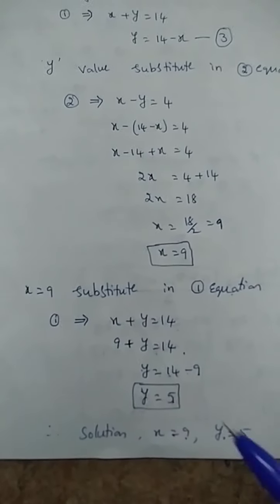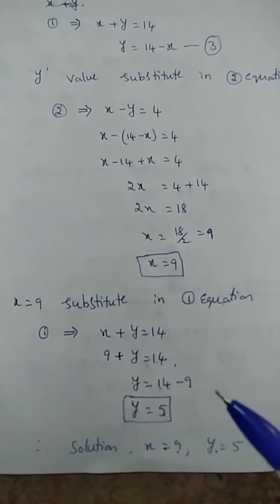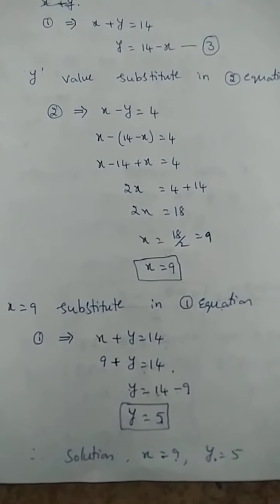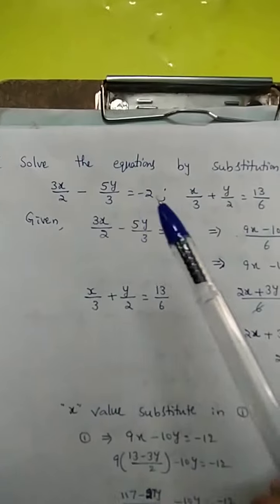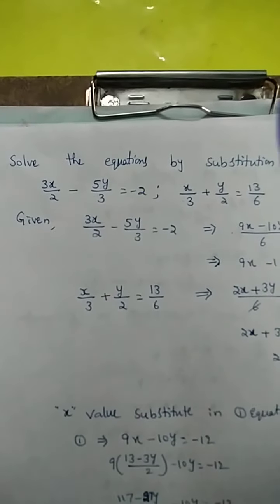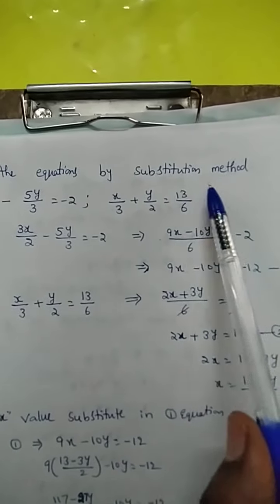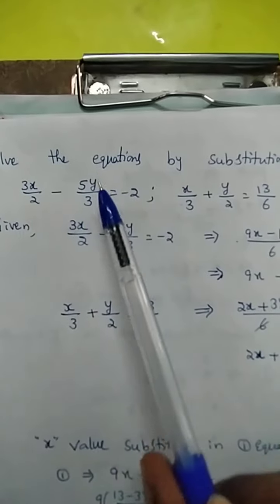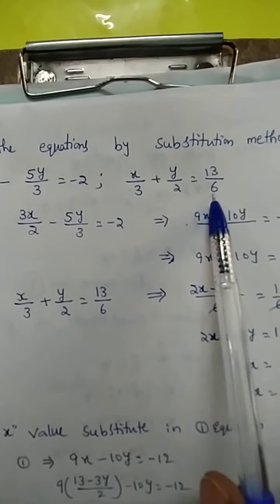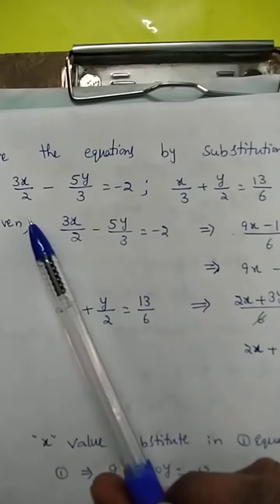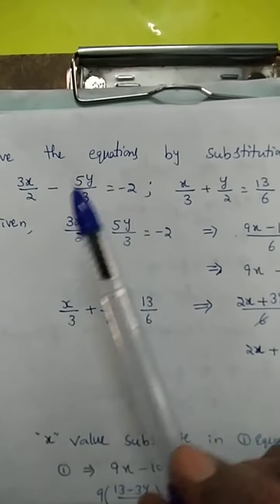This is the way to find the solutions for the given pair of equations by the substitution method. The substitution method is one of the methods in the algebraic method. Now we'll do one more problem, a different example in the substitution method, not a different method, only a different example. Solve the equations by the substitution method. 3x by 2 minus 5y by 3 is equal to minus 2 is the first equation. x by 3 plus y by 2 is equal to 13 by 6. Here the equations in x and y are in fractional form. It is better to change them to integer form.